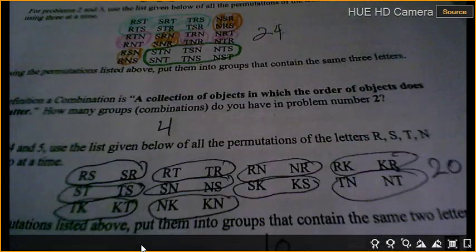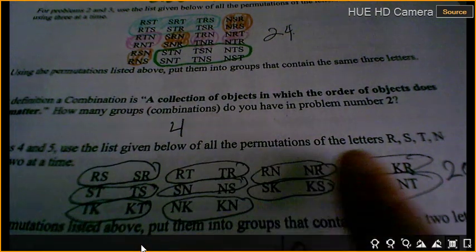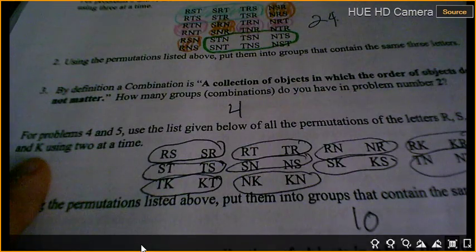So I'm looking at number 5, so I'm looking up above. For problems 4 and 5, use the list given below of the permutations of letters R, S, T, N, and K. Use 2 at a time.